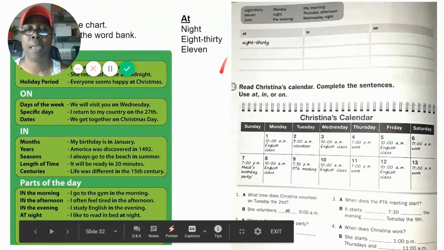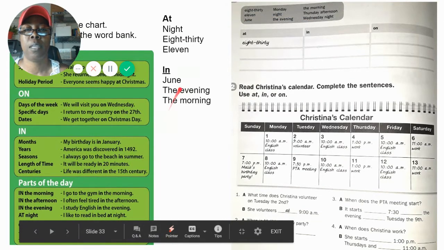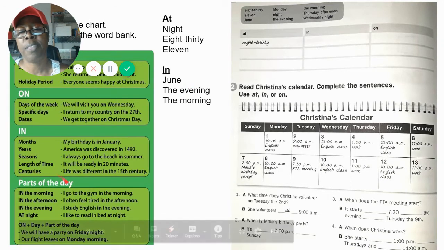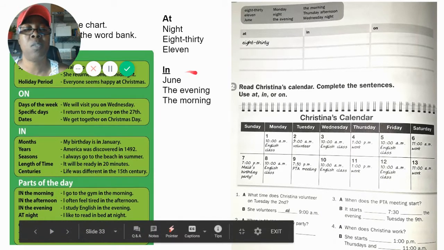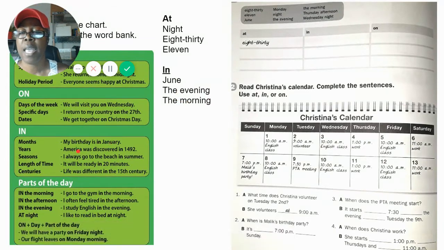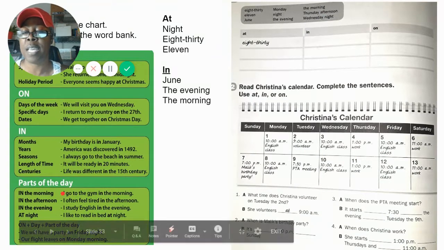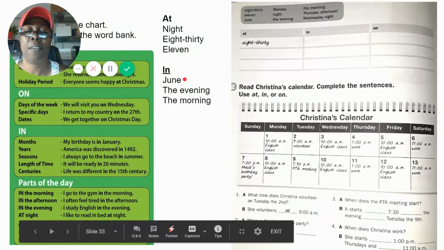All right, so we're talking about in, and let's see which of these in the word bank we would use with in. So we have in June. Okay, remember we talked about months, right? So in June. We also talked about, well, this part we actually didn't talk about, because we also have up here in the evening and in the morning. And I want to come down here and just talk about the fact that there are times when we will use in for parts of the day. We don't use in for all the parts of the day, but we can use in for parts of the day. So in the morning, in the afternoon, in the evening. So these are the words we would use from the word bank for in.